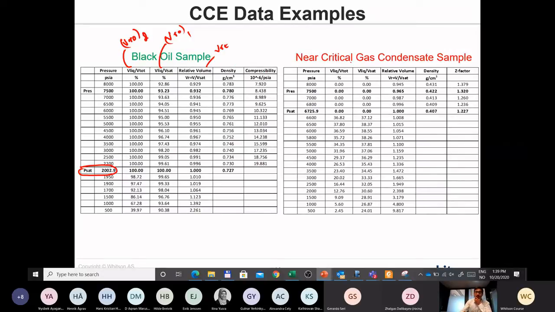And then we have a gas condensate, which is kind of energetic. So we have pressures, and here the saturation pressure is very close to the initial reservoir pressure, so it's slightly undersaturated. And then again we have V liquid over V total, that's our VRO2, VRO1, and then we have this relative total volume, single phase density, and gas Z factor. So that's the CCE experiment.